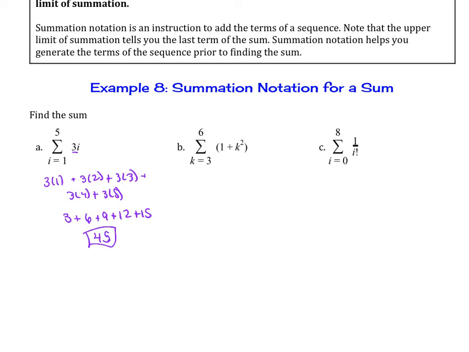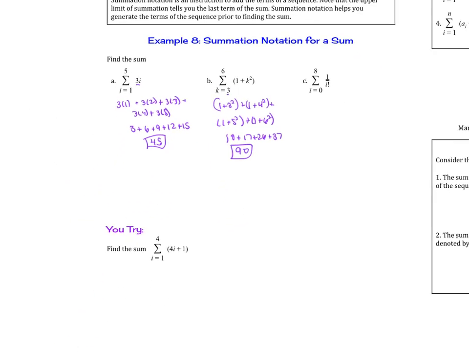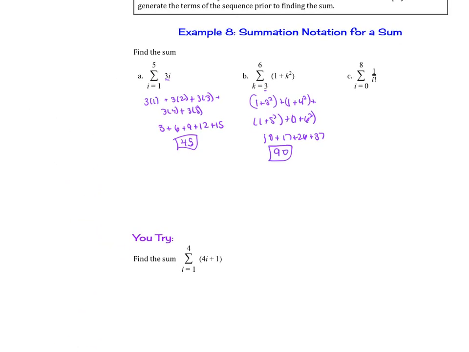And so you do the same thing here. Now here we start at 3. Therefore it's (1 plus 3 squared) plus (1 plus 4 squared), and then (1 plus 5 squared) plus (1 plus 6 squared). And then you get 10 plus 17 plus 26 plus 37, and that is 90. So go ahead and try C, and then also try the bottom one, to see if you can find the sums.